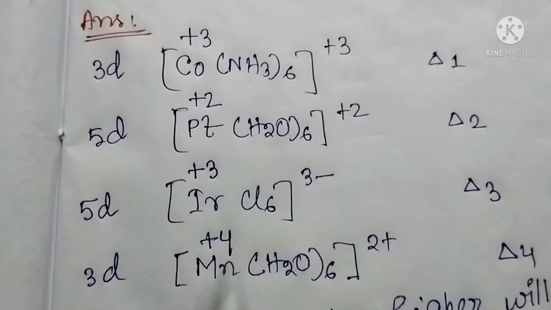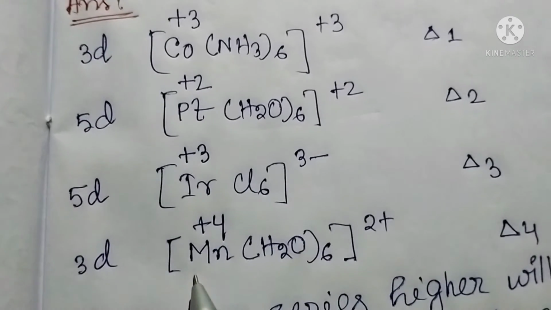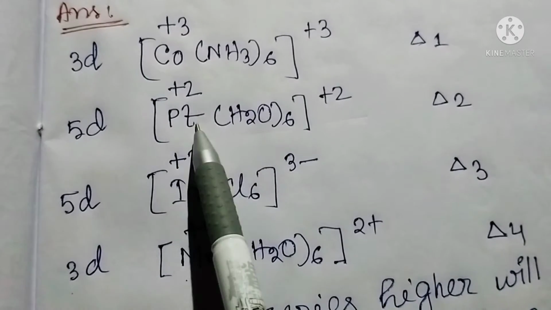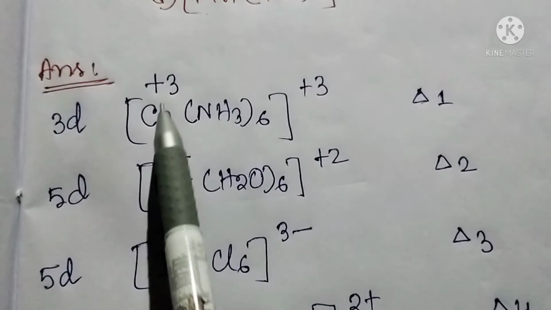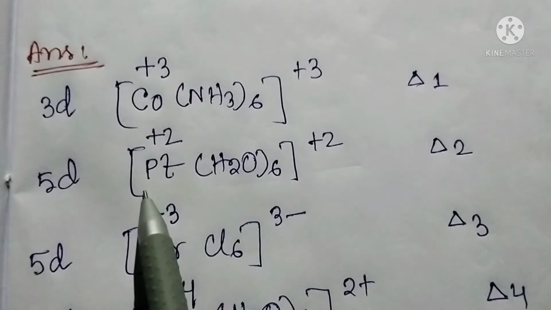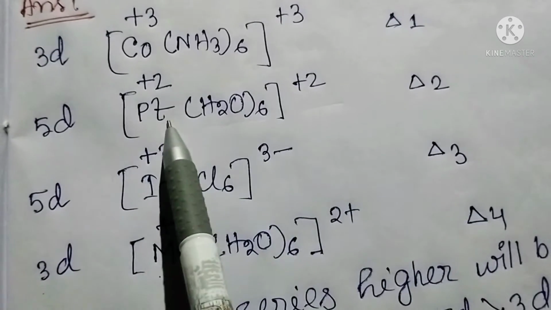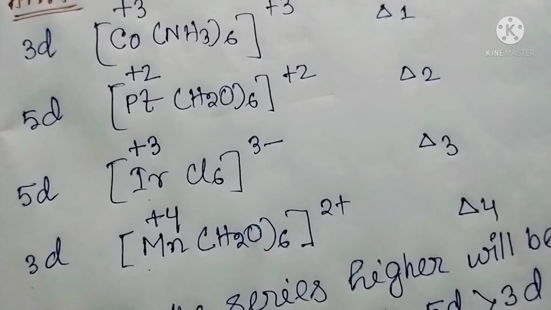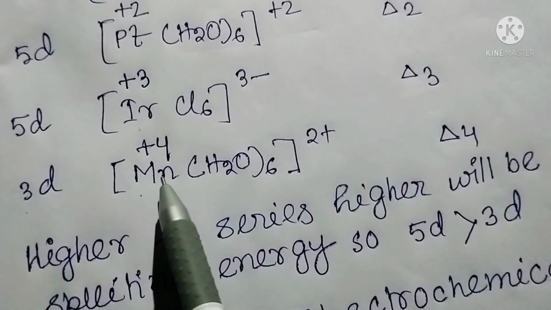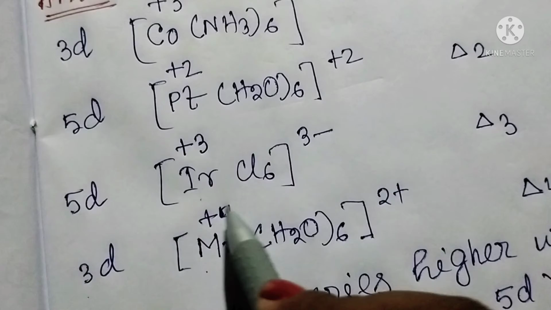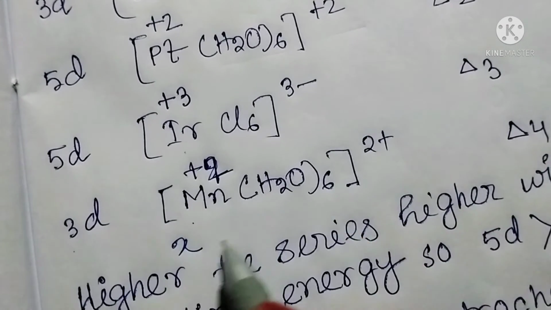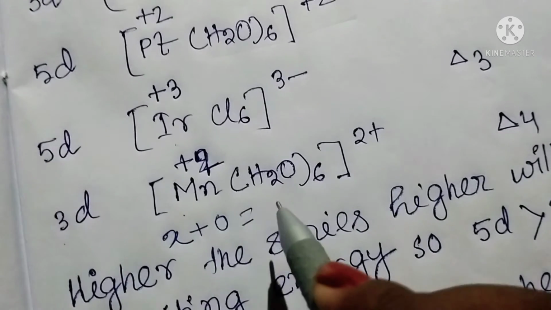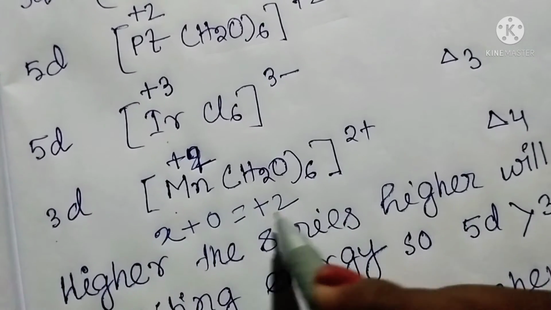Now cobalt and manganese are present in the 3d series, and platinum and iridium are present in the 5d series. The oxidation state of cobalt here is plus 3. For platinum it is plus 2. For iridium it is plus 3. And for manganese it is plus 2. Why plus 2? Mn plus x, with H2O being 0, equals plus 2. So x equals plus 2.